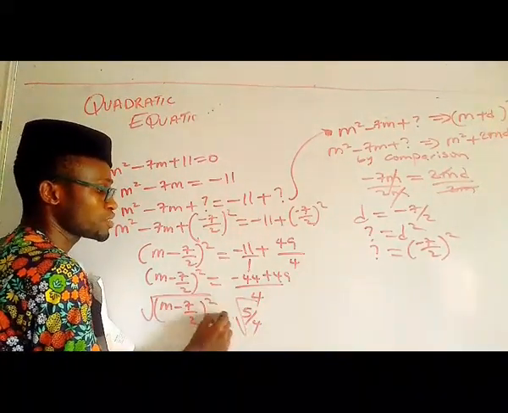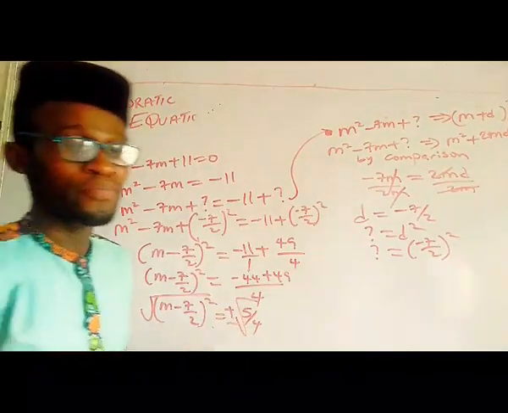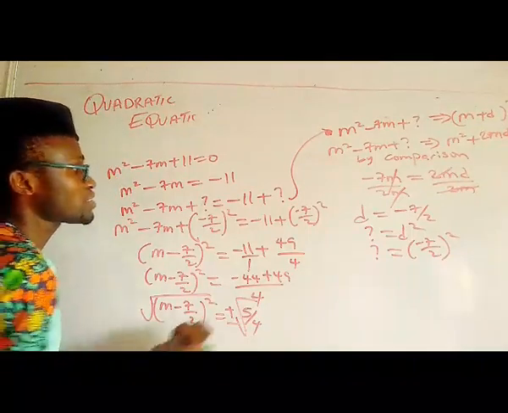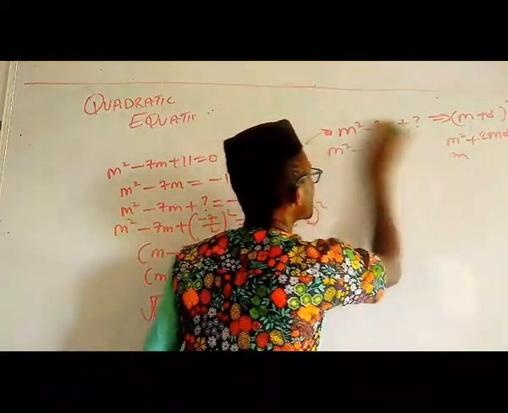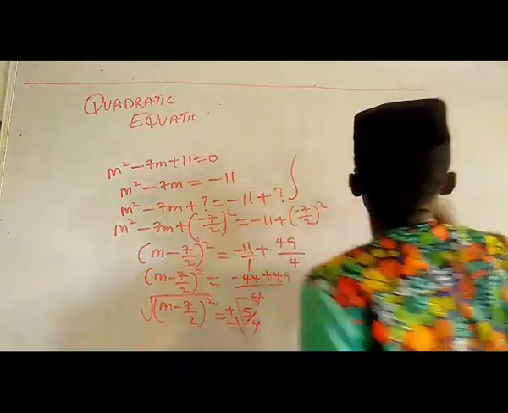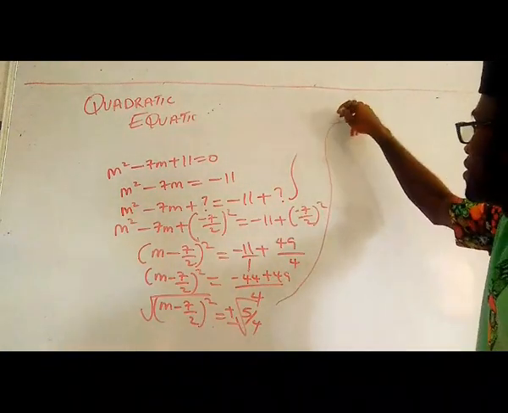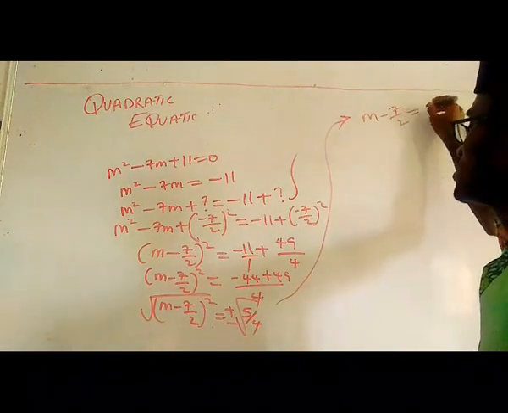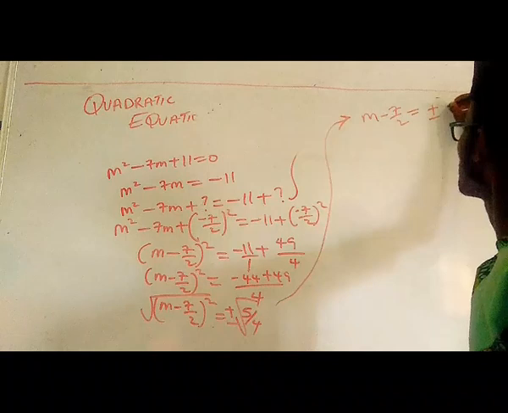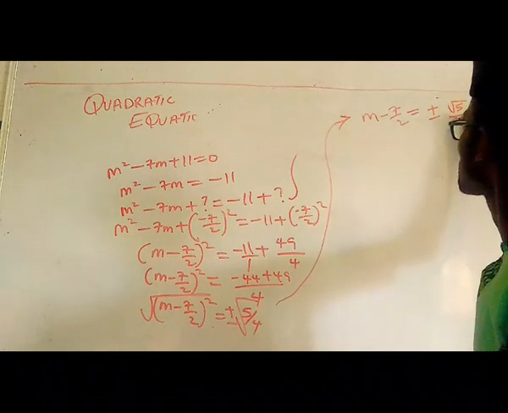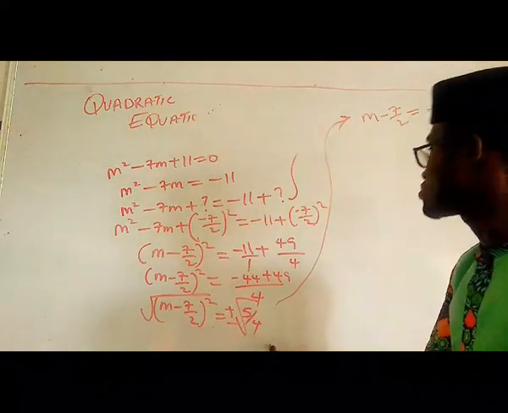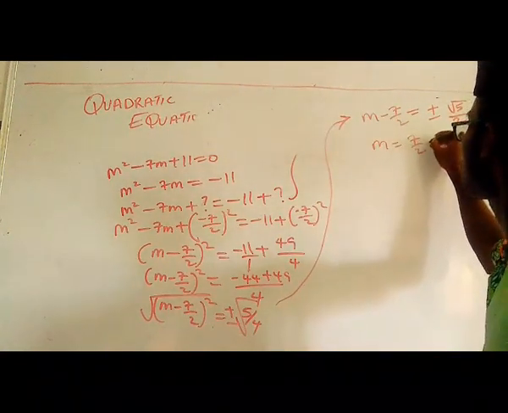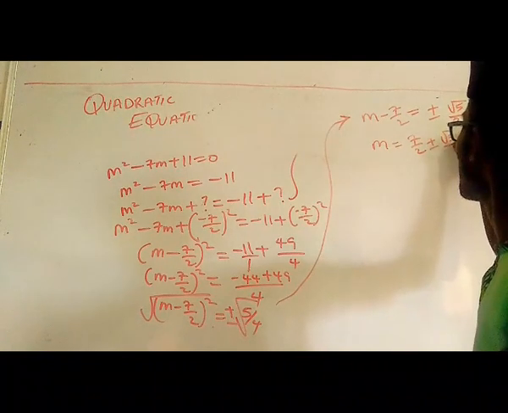Now by the time we get to this place, we square root both sides. By the time we do that, it will introduce the sign of plus or minus. So we are going to have m minus 7 all over 2 equals plus or minus square root of 5 all over 2, because the square root of 4 is 2. So we take this to the other side. m is equal to 7 all over 2 plus or minus square root of 5 all over 2.